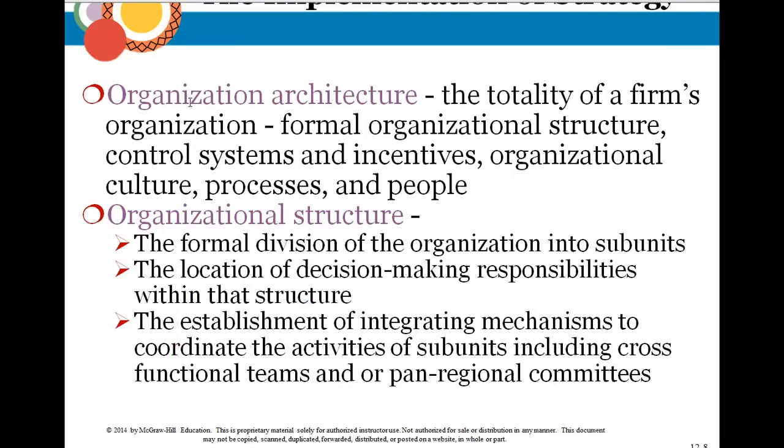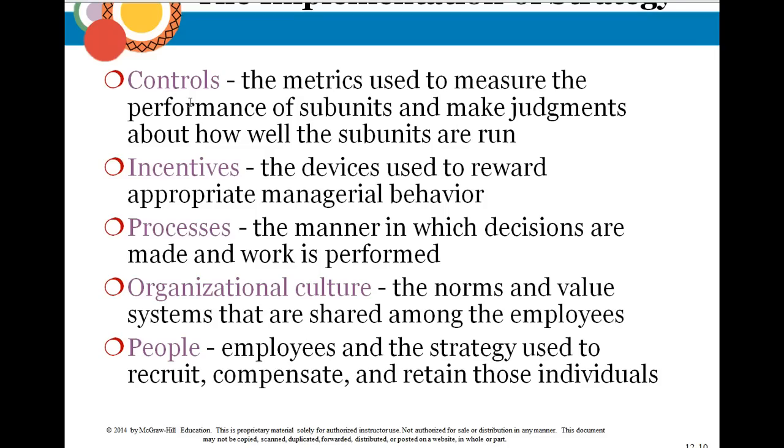When we talk about organizational structure, we mean three things. First, the formal division of the organization into subunits, such as product divisions, national operations, and functions. Most organizational charts display this aspect. Second, the location of decision-making responsibilities within the structure, centralized or decentralized. And third, the establishment of integrating mechanisms to coordinate the activities of subunits, including cross-functional teams or pan-regional committees. So let's talk about a few of these issues.